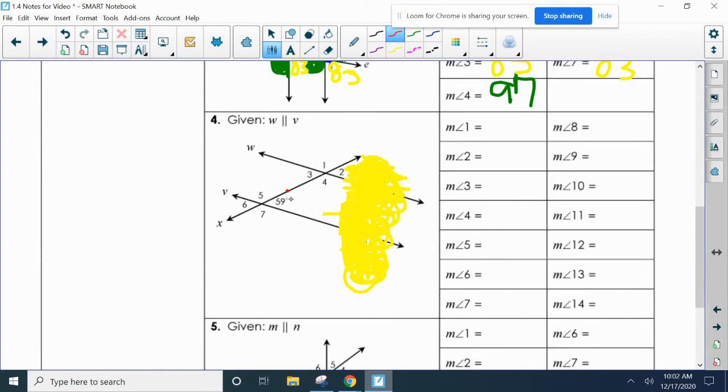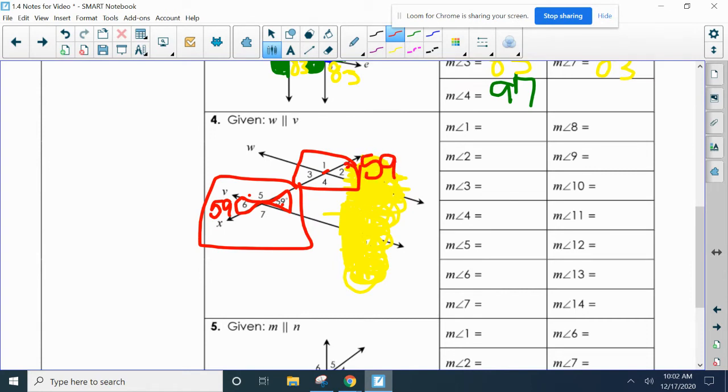I'm given 59. I know that this 59 they've given me is vertical to angle 6. So this is 59. I know that this 59 they give me is, if I drew my squares, on the top right. Well, I know that 2 is on the top right. So 2 is 59. Let me make this neater.